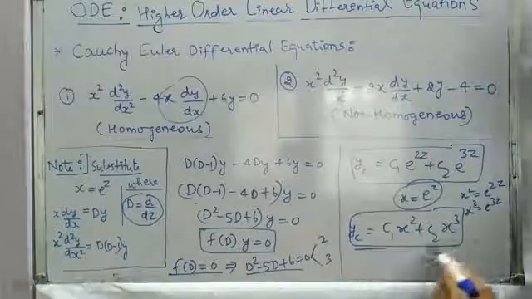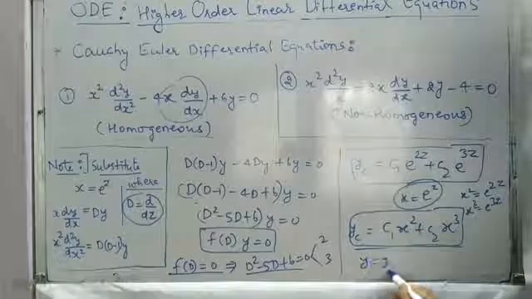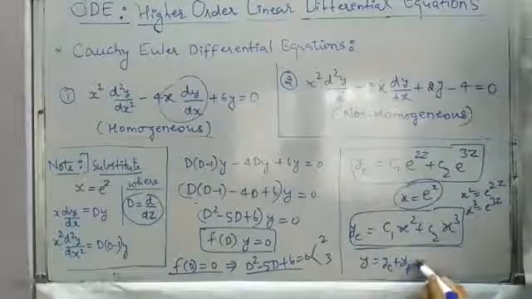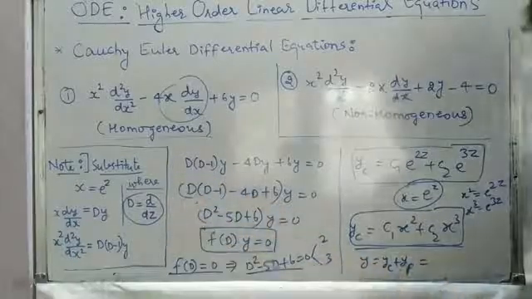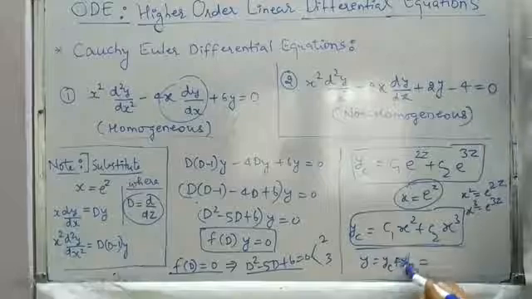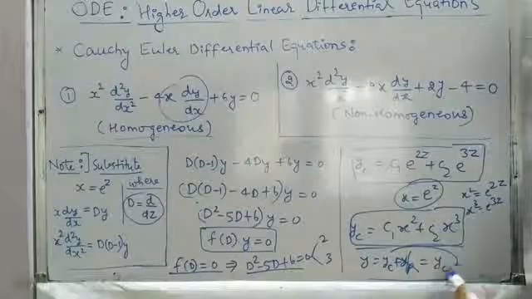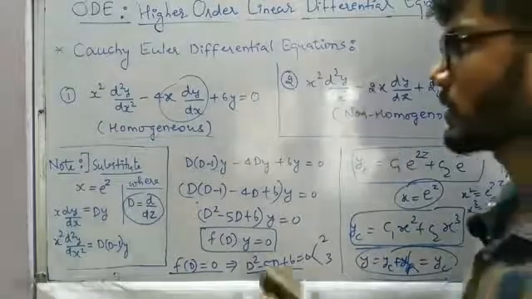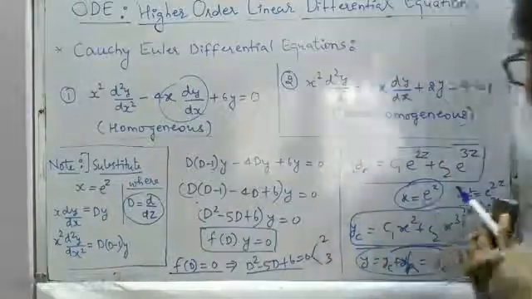So this is the complementary function, and this is also going to be the complete solution, because y is equal to yc plus yp, but in the case of homogeneous linear differential equation we don't have the yp part, so the complete solution will be yc only. So that's how you have to deal with the homogeneous linear differential equations.